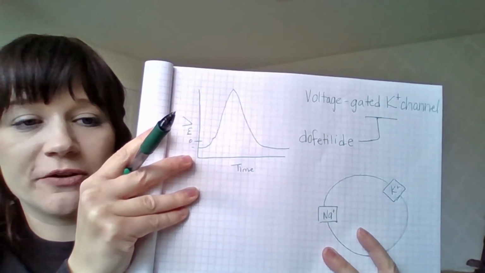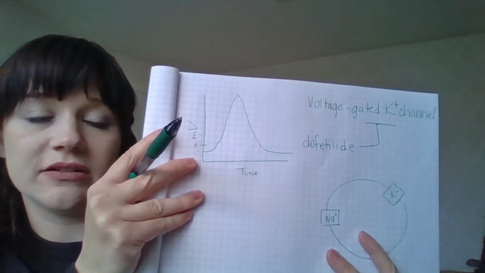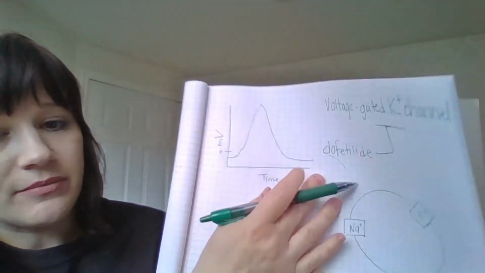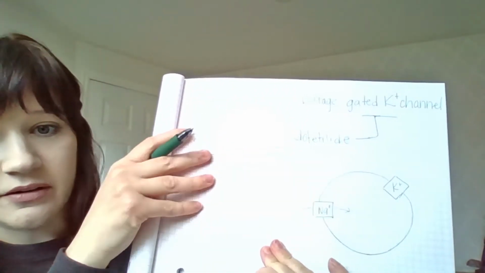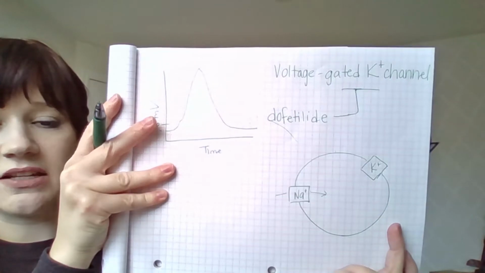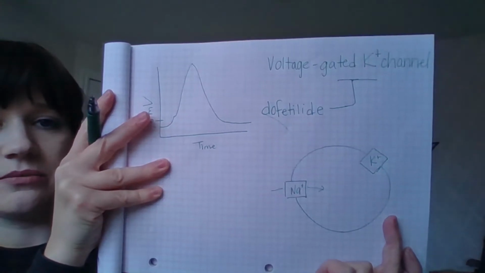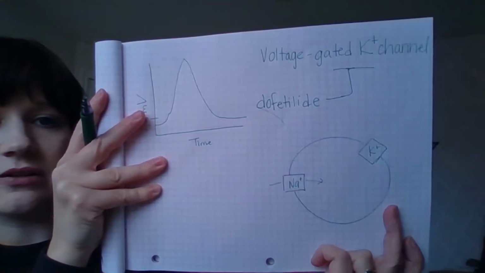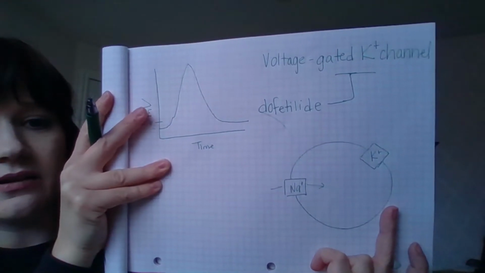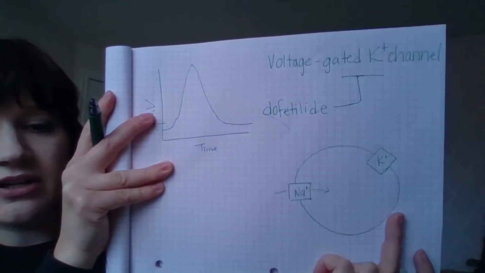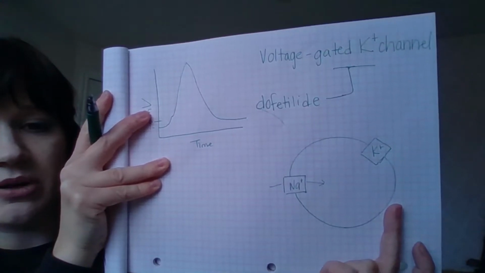Now, when a sodium channel opens, which way is sodium going to flow? We know that sodium is kept at a higher concentration outside of the cell, and so that means that sodium is going to flow into the cell. Now, when sodium flows into the cell, what is that going to do to the membrane potential? That's a positively charged ion rushing in. That's going to make the inside of the cell slightly more positive, and that's going to make the membrane potential rise.